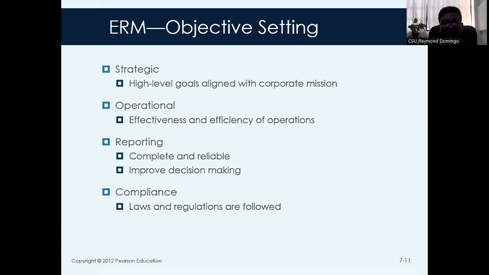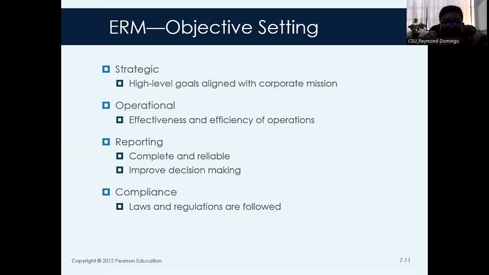And on the reporting side, okay, we have to consider whether the information is complete and reliable, and whether it improved the decision making, or it is something of value to the decision makers. Okay? So, di ba, importante, if you say information, it should be complete and reliable. Complete, walang mga missing items, kasi kung may mga missing items in our information, it might signal a wrong direction to the decision makers.